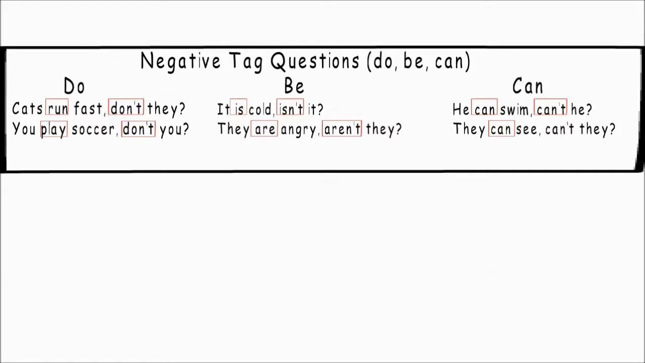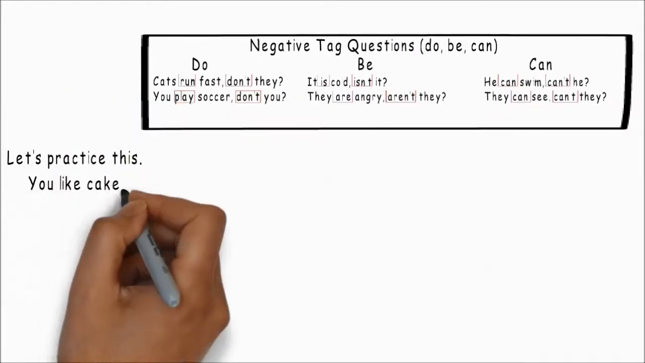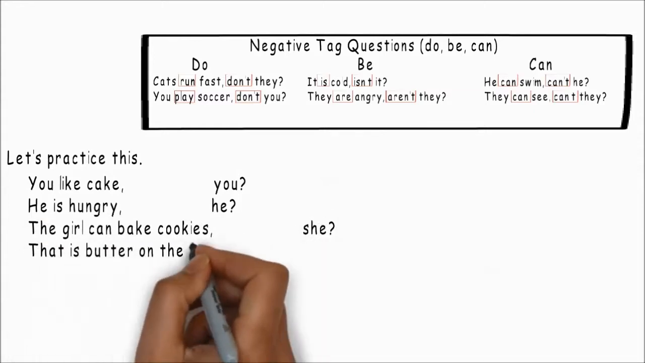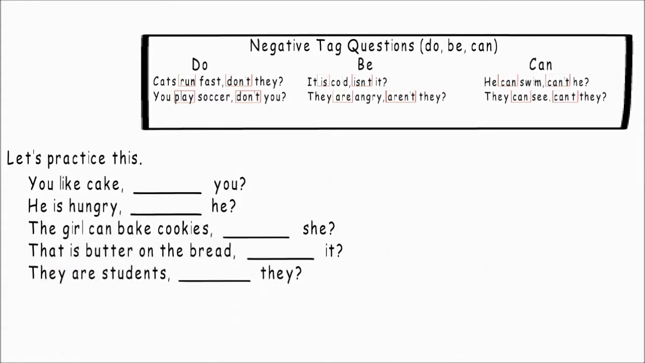They can see, can't they? So can is for the ability. So do, what can you do? You can do something. Be, it is something. And can, he can swim. He can do an activity. So let's practice this. Here are your sentences. Let's add in the do, the be, and the can.